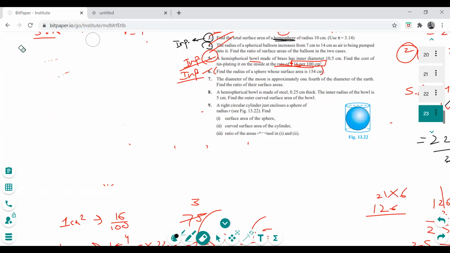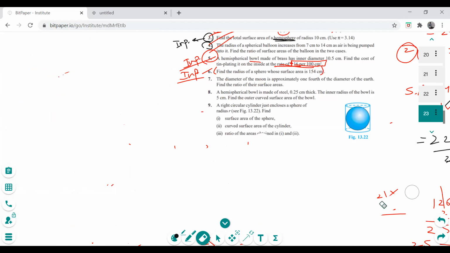Question number 8 and 9 are left. Let's see. I want to do the 9th one with you first because I have a figure, and I like questions with figures. I hope you also like the same ones. So 9th question first, then we move on to the 8th one. The 8th one needs some calculations and we will do it.